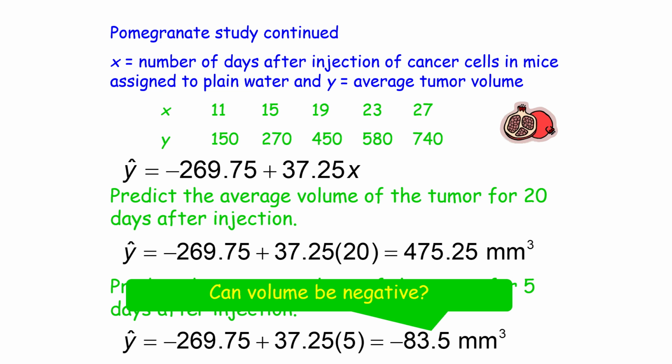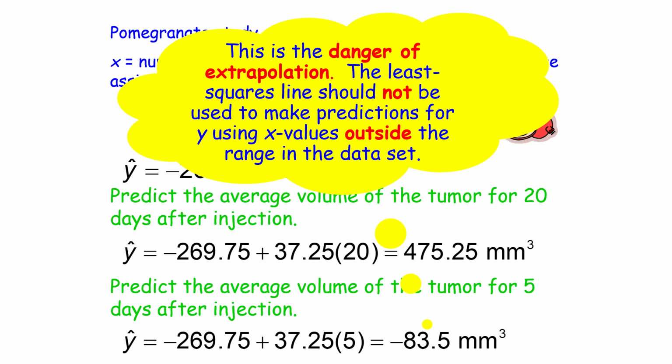But can volume be negative? No. This is the danger of extrapolation. The least squares line should not be used to make predictions for y using x values outside of the range of the data set. Why not?